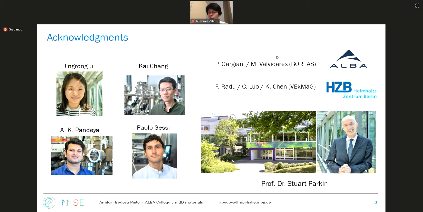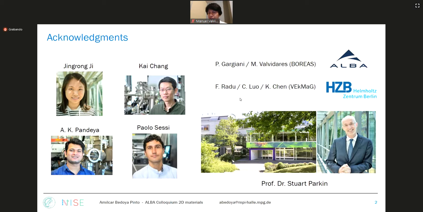And it's worth mentioning that this magnetic characterization of the samples has been done by X-ray magnetic circular dichroism, and it has been verified in two independent beam lines, one in ALBA Barcelona and also in BESSY in Berlin. And that's why I want to also acknowledge the excellent collaboration and support from Pierluigi and Manuel from BOREAS in ALBA, and also from Florin Radu and his team in the BECMAC beamline in BESSY.